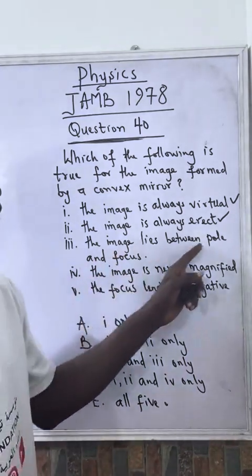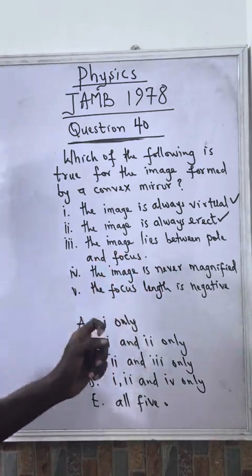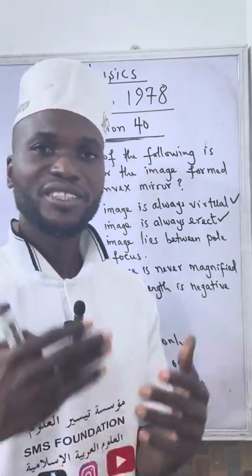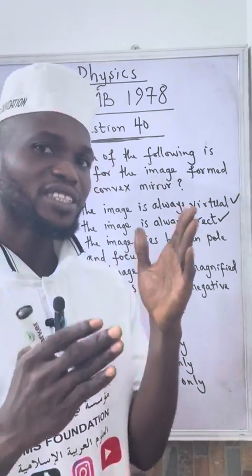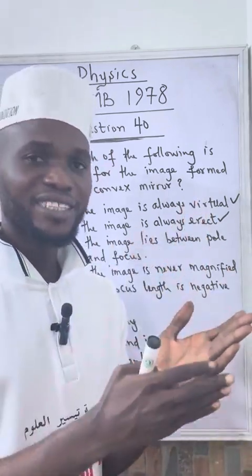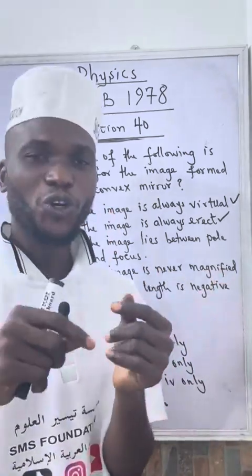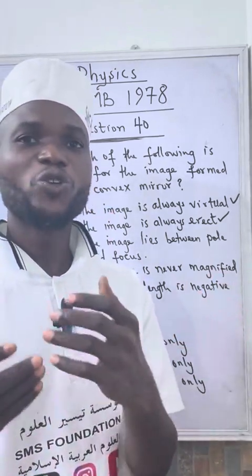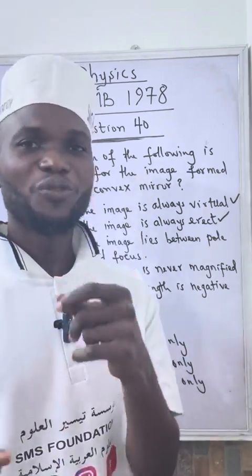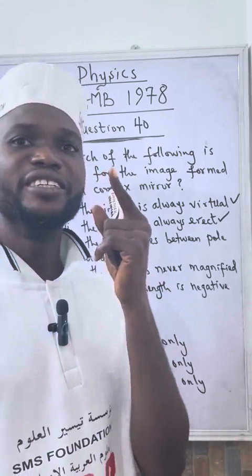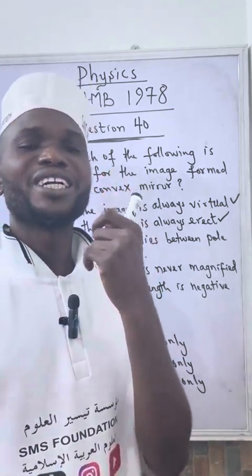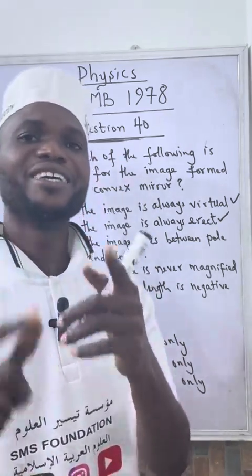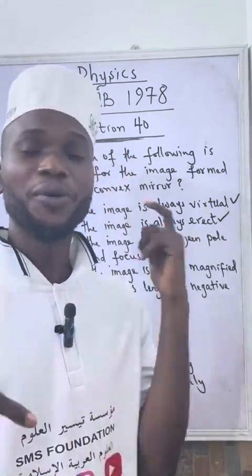The image lies between the pole and focus. Yes, that is also very correct. If you look at the focal length of the mirror, the image always lies between the pole and the focus. That is why objects usually appear farther away when you are driving. When you look from the mirror, you will think that the car coming behind you is far away from you.